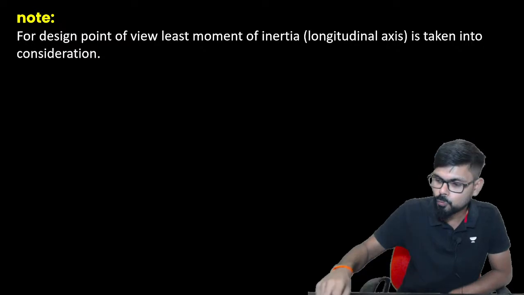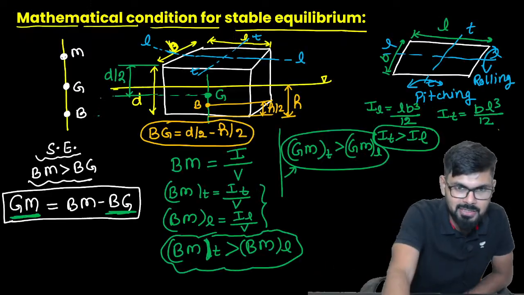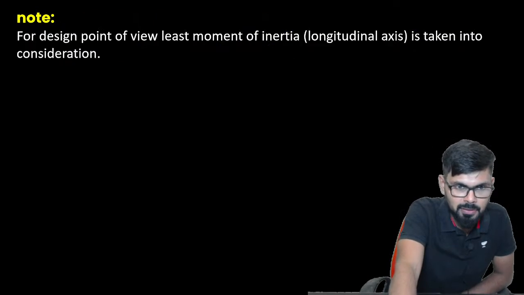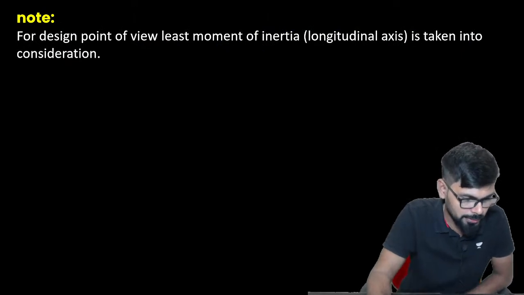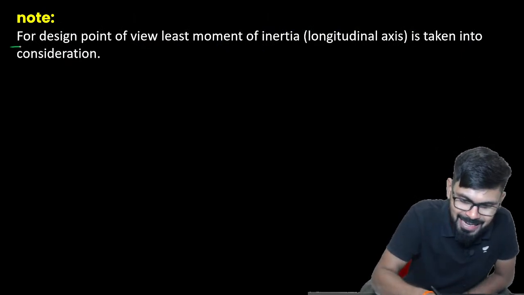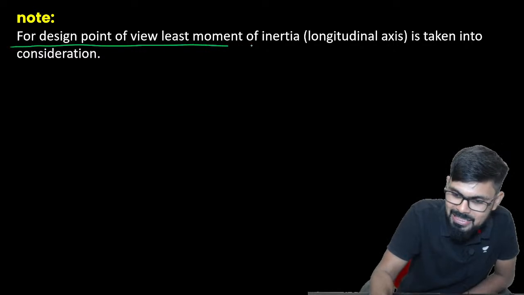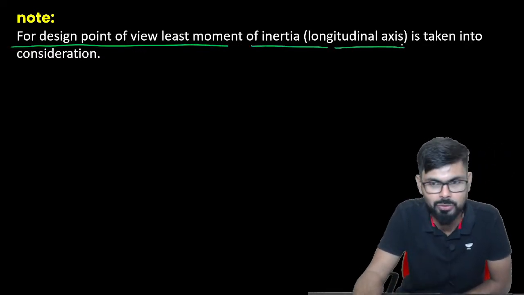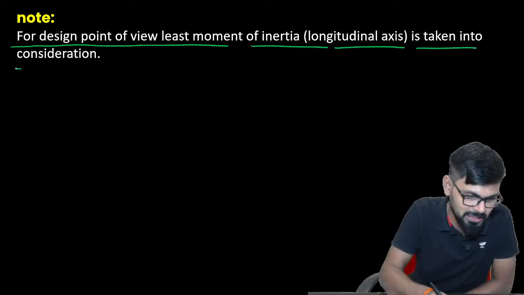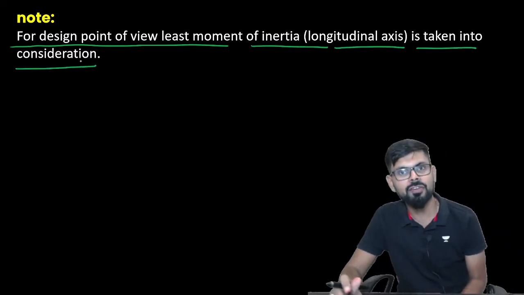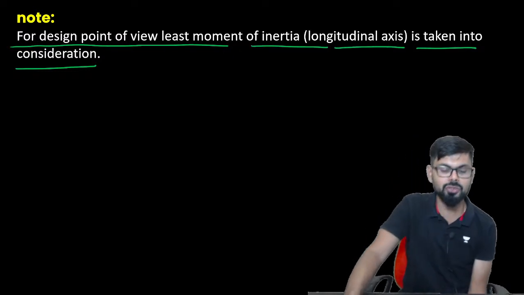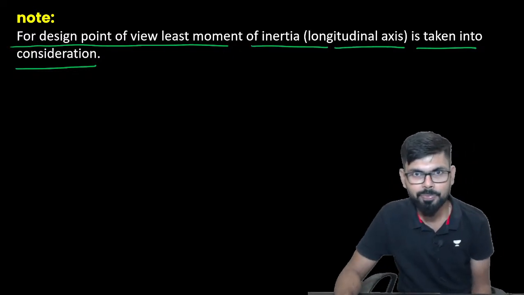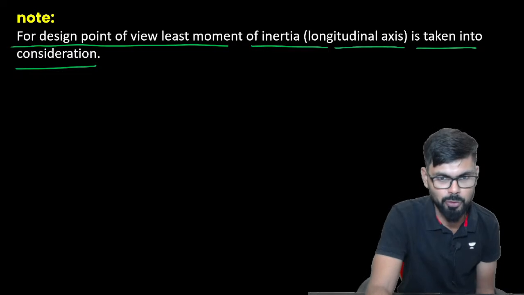So this is the note point that you need to write. You first write down this part. Now you write this particular thing. For a design point of view, the least moment of inertia means the moment of inertia around the longitudinal axis is taken into consideration. Clear? Okay, we will solve one problem on this.